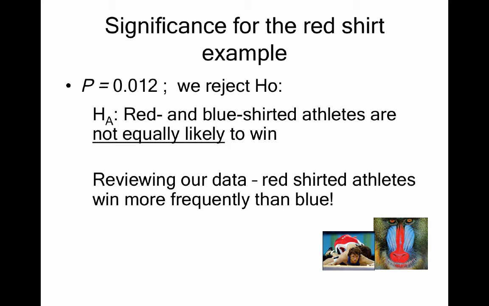And in this experiment, we got sufficient evidence to allow us to reject H0. Red and blue shirted athletes are therefore not equally likely to win. You can see that is the HA that we wrote at the start of the experiment, isn't it? However, the terminology we use is that we reject H0. And listen to lecture 5b again to understand why we use that format. So reviewing our data, we can say that the red shirted athletes did win more frequently than the blue shirted athletes.